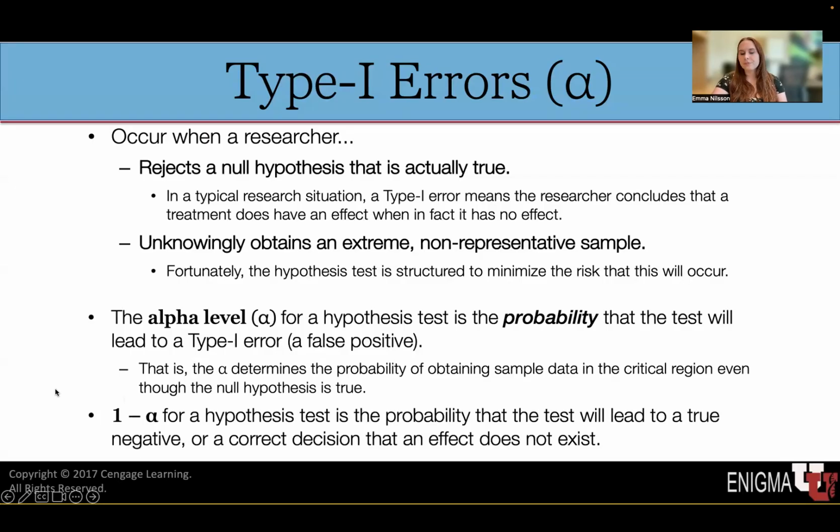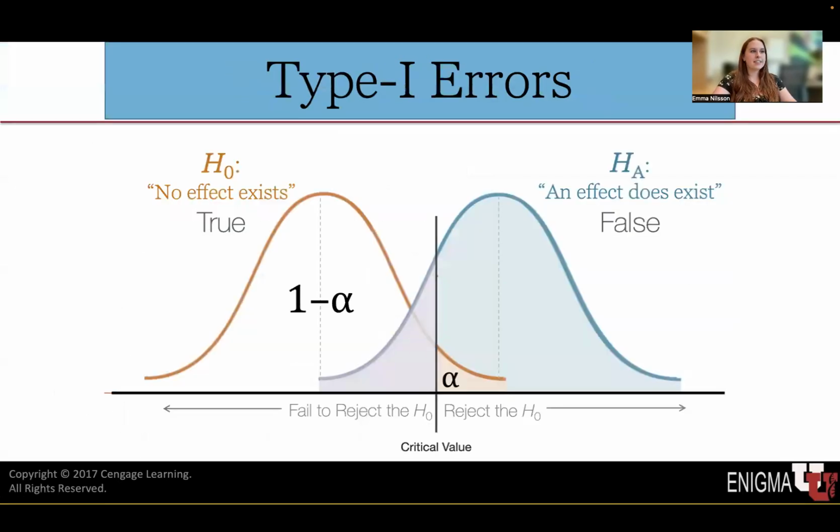So this is a diagram that we'll be looking at and adding a little bit more to throughout this lecture, but let's just take a quick peek. This orange distribution represents the null hypothesis where no effect exists. And this is when that is true. This blue distribution represents the alternative hypothesis where the null hypothesis is false and an effect does exist. On this side of the black axis is when we fail to reject the null hypothesis. This side is when we reject the null hypothesis.